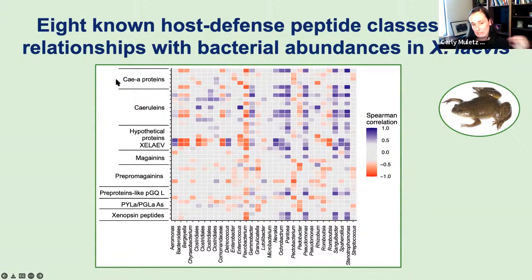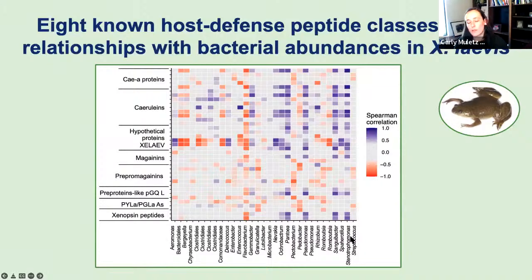So taking skin mucus soaks and looking at what the peptides were in these skin mucus soaks, and then looking at the skin microbiomes and correlating the two. And what we find is there are relationships. There's about 31 bacteria here that we found show relationships with these host defense peptide classes.